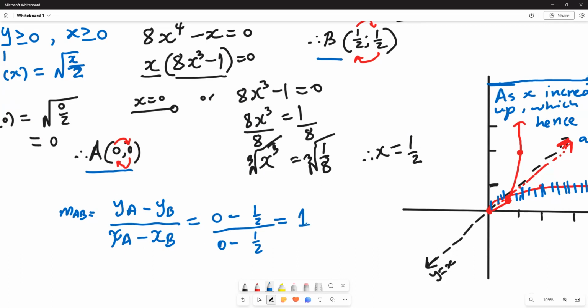So my average gradient between the 2 points of intersection is 1, which is true because this graph passes through the 2 points of intersection as well. This graph, and the gradient of this is 1, you see? So they're taking the average gradient of that line.